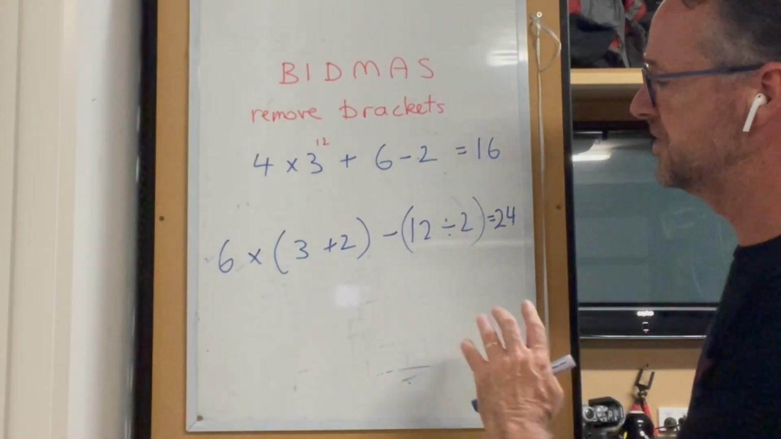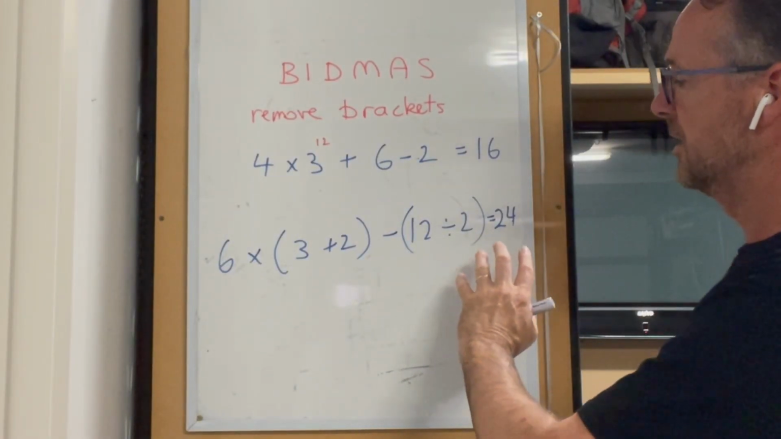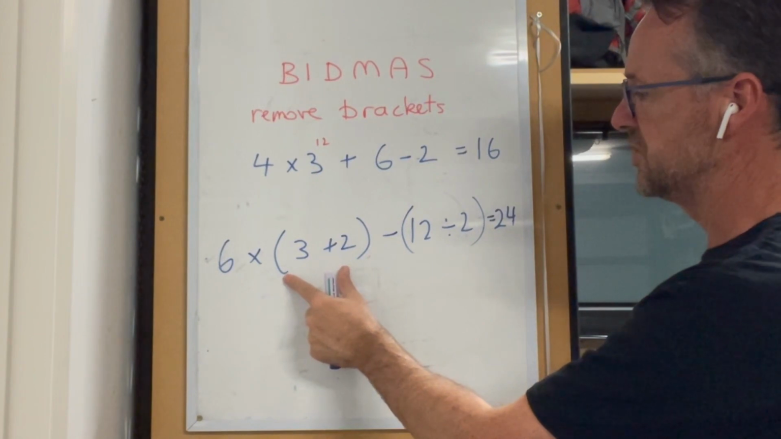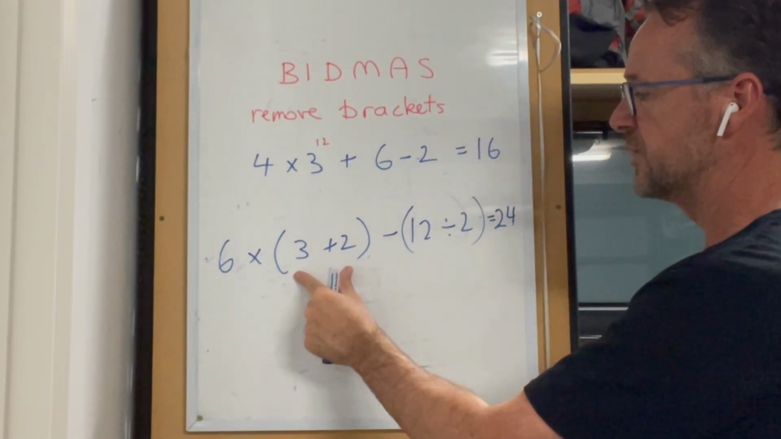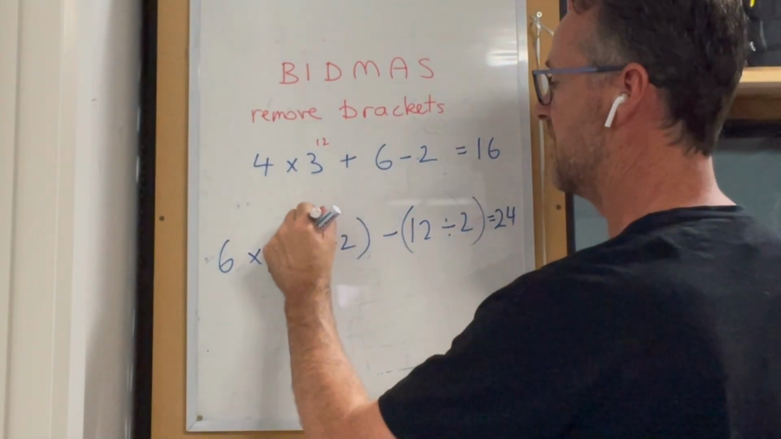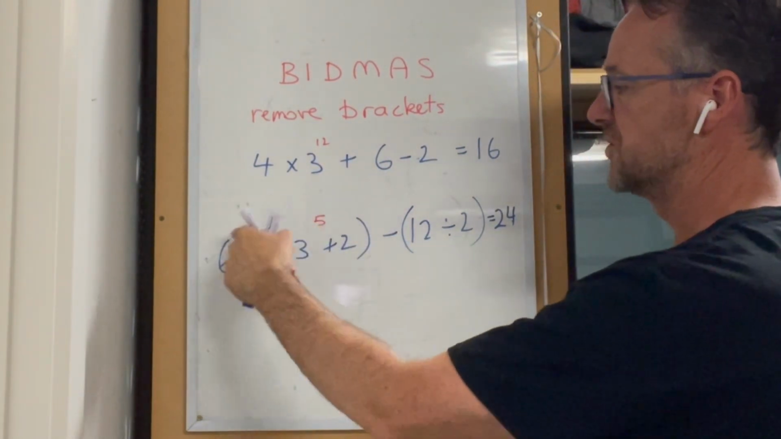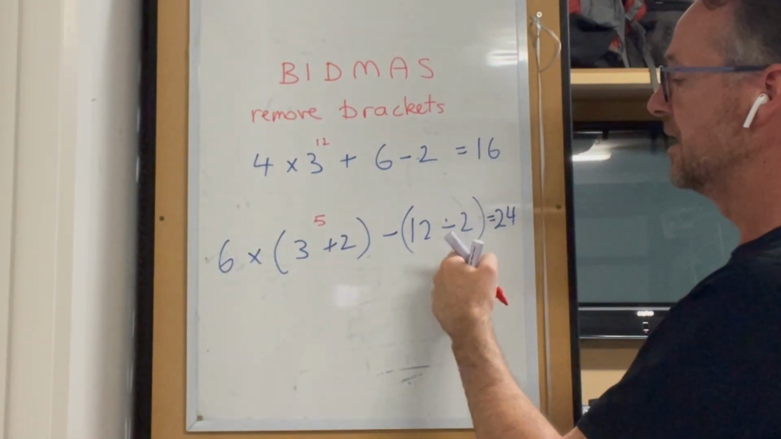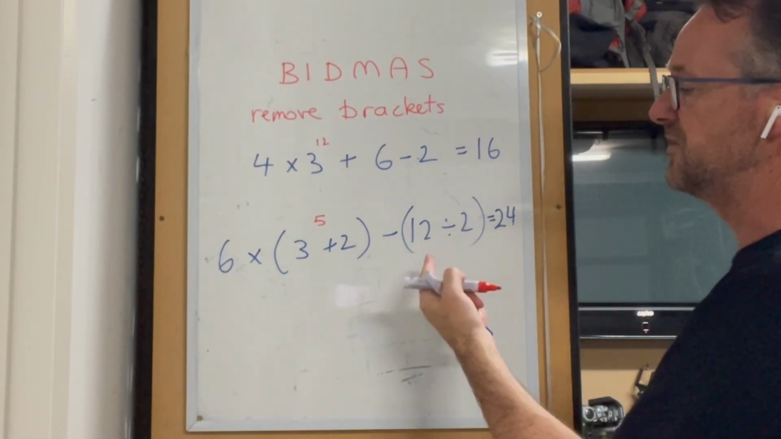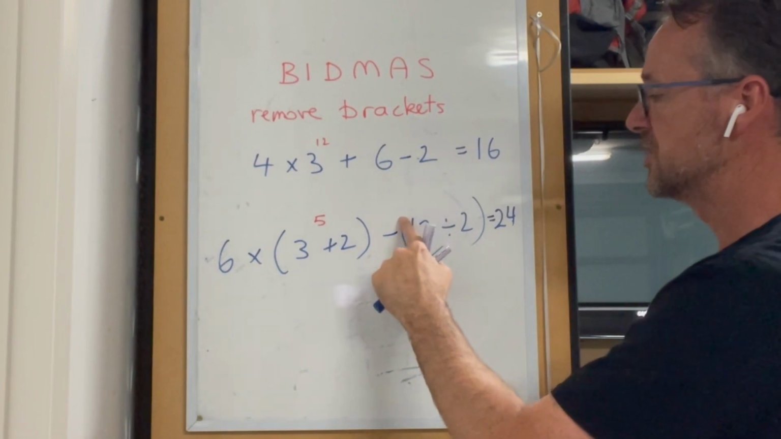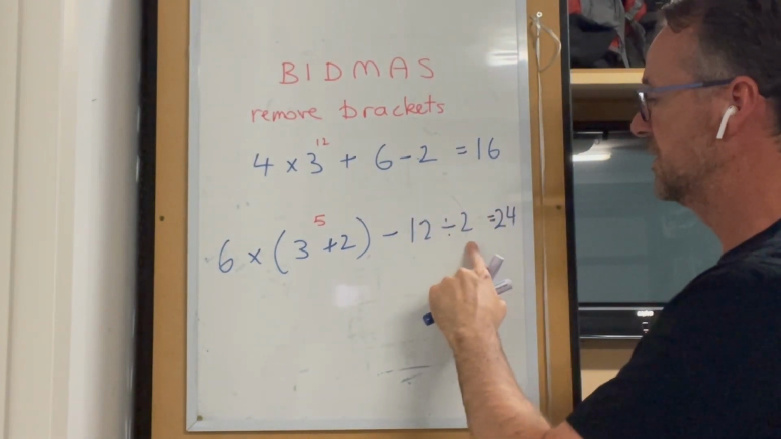Okay, the second question here, we've got brackets around the addition here, and we've got brackets around the division here. So we need these ones because we want to create a 5 here so that we get 5 times 6 to give us 30, okay? But we don't need to prioritize the brackets around the division because the division is going to happen first anyway. So we can get rid of those ones, okay?